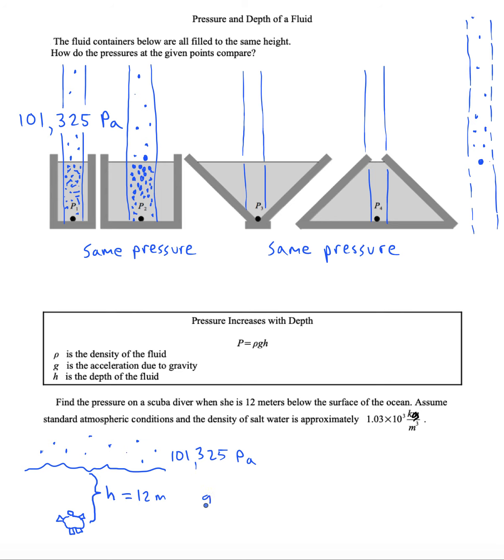We'll use g equals 9.81 newtons per kilogram. And we have a density of water being 1,030 kilograms per meter cubed. All we have to do is multiply these things. And I'm going to call it, in this case, a delta P, a change in pressure. And this is the formula.